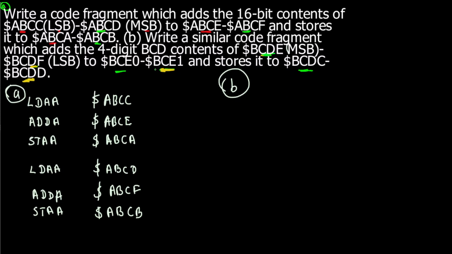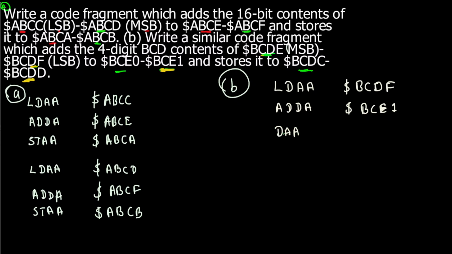First let's look at the least significant bit, that is the second line provided, BCDF, which has to be loaded first. We are loading BCDF, and then we add this one with that, ADDA BCE1. After the addition, we have to put a DAA statement.